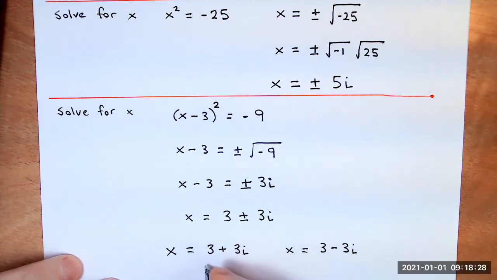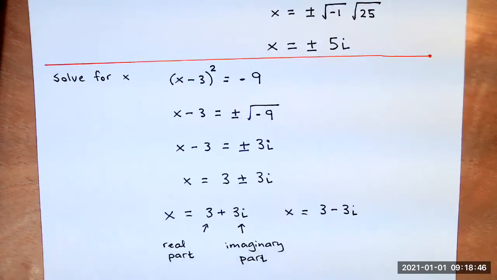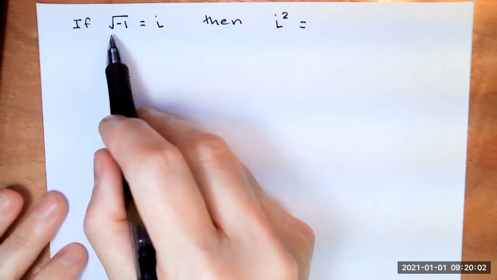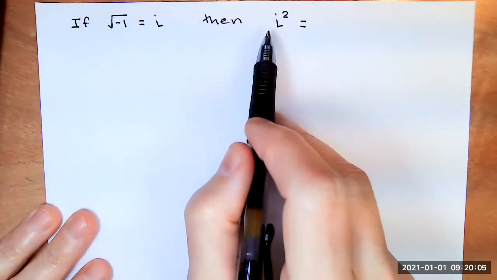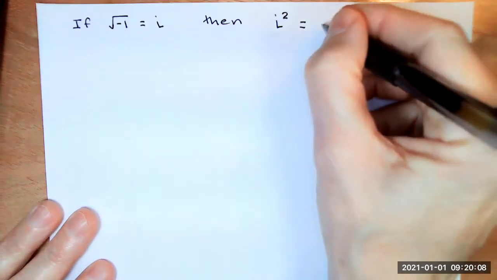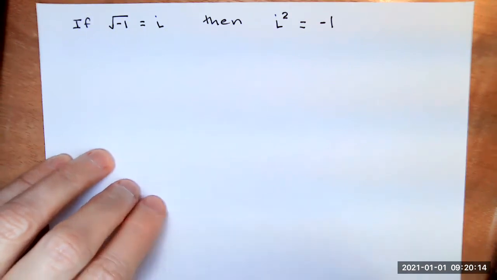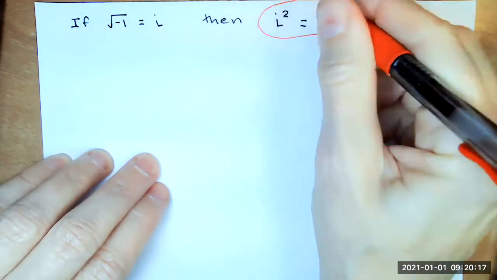Now this is the real part of your complex number. And this is the imaginary. Right. If the principal square root of negative 1 is i, then what would i squared be? Well, that's negative 1. So this is definitely a fact that you should memorize.